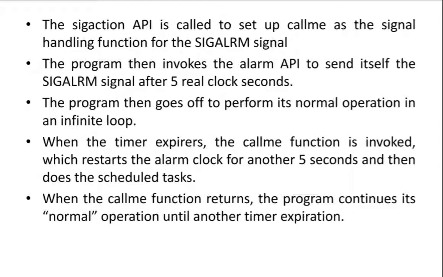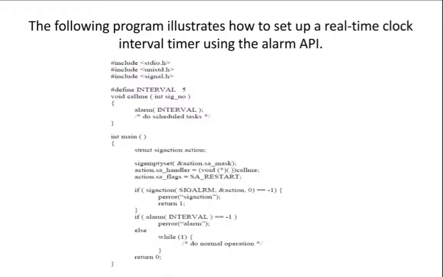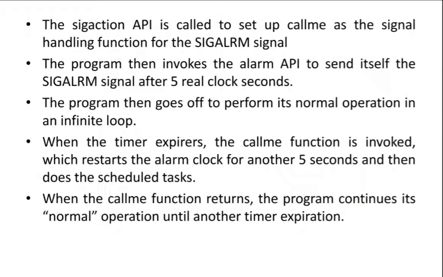The sigaction API is called to set up callme as the signal handling function for the SIGALRM signal. So I am assigning this callme function as a handler. When a SIGALRM is generated, this callme function should handle that. Hope you are understanding. Then the program invokes the alarm API to send itself the SIGALRM signal after 5 real clock seconds.